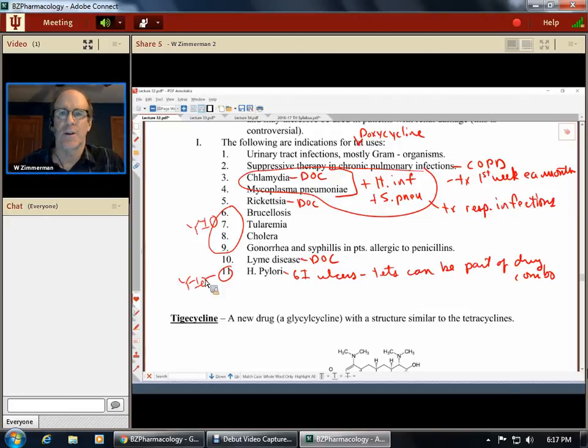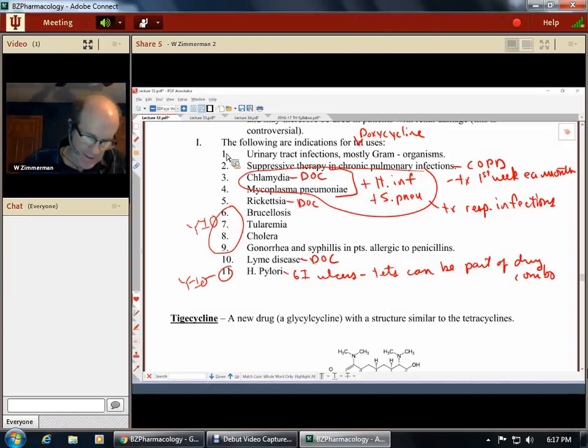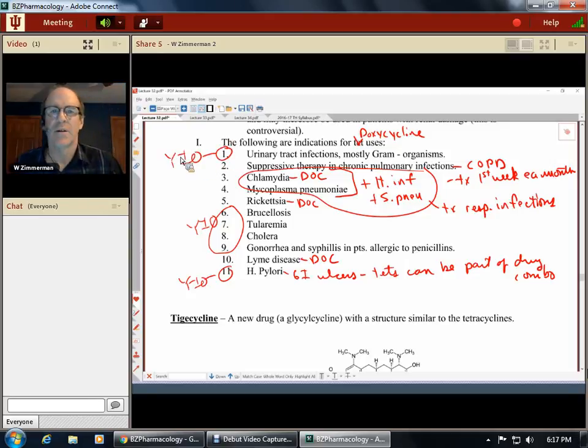It's good for respiratory infections, whether it's suppressive or somebody's got an active infection, and it gets some urinary tract infections. Those urinary tract infections are probably going to be better treated with one of the other tetracyclines that goes out in the urine. We've got so many other drugs for urinary tract infections. So respiratory infections, rickettsia, Lyme disease are the big uses of these drugs.